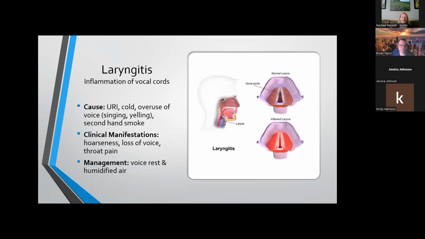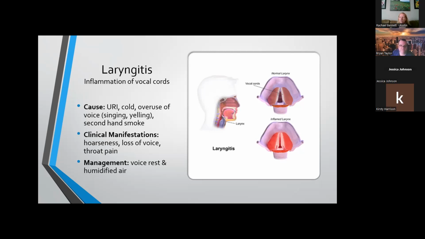Okay, so the child's been playing more vocally. We may hear this as well. Secondhand smoke can also cause laryngitis, right? Clinical manifestations, hoarseness, loss of voice, maybe some throat pain, depending on our cause. If the laryngitis is caused by the upper respiratory infection and we've got inflammation, typically we are going to have some throat pain there.